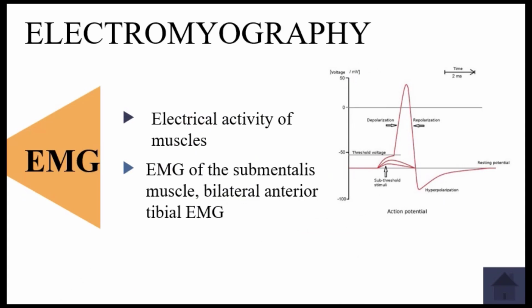Similarly, the other method which we use is electromyography. Electromyography is a procedure that evaluates the health condition of muscles and the nerve cells that control them. These nerve cells are known as motor neurons. They transmit electrical signals that cause muscles to contract and relax.